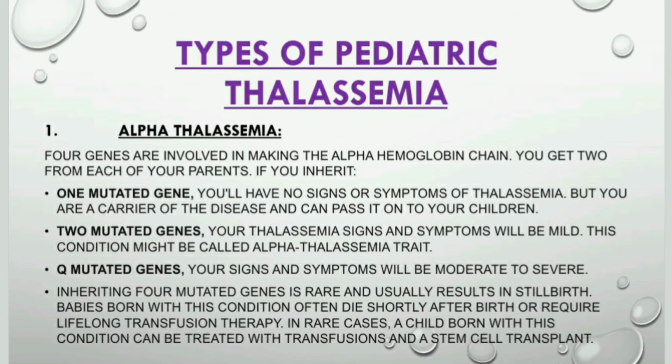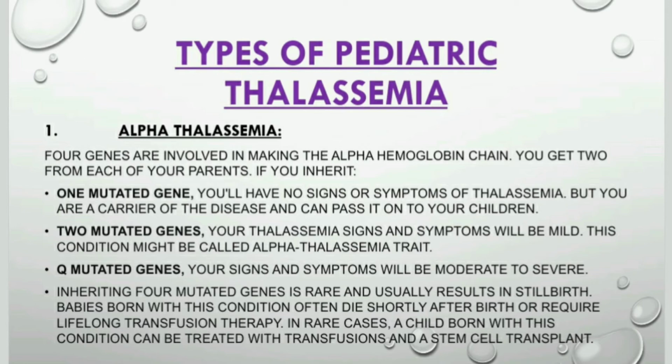This means if a child inherits one mutated gene, then the signs and symptoms will not be seen. But still, the child can carry thalassemia and pass it on to his own children. And if the child inherits two mutated genes, then mild signs and symptoms of thalassemia will be seen. This condition might be called alpha thalassemia trait. When there is a question what is alpha thalassemia trait, then the answer will be the child inheriting two mutated genes. Lastly, if a child inherits three mutated genes, the signs and symptoms will be moderate to severe.